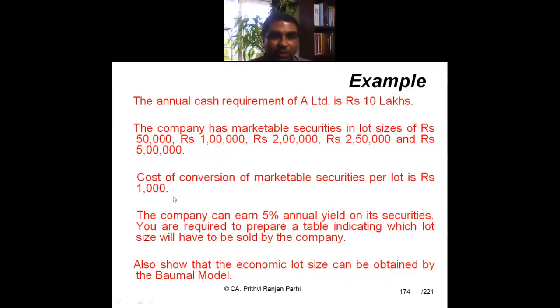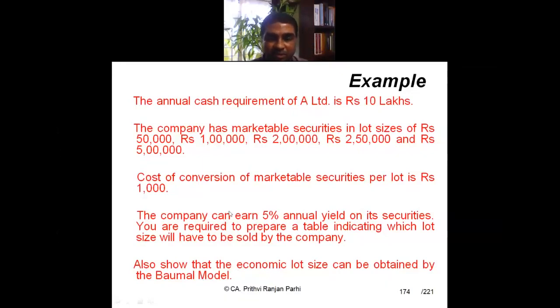Ordering cost is 1,000 rupees per order. And what is carrying cost? Carrying cost is 5%. If you carry cash, when you are carrying, it means you are not investing. You are not investing means you are sacrificing that interest. That is 5%. And we have to find out what is the economic ordering quantity, or in which size of cash we should invest. What is the lot size? And using Baumol's model, how we have to do it. Okay, this is the question.